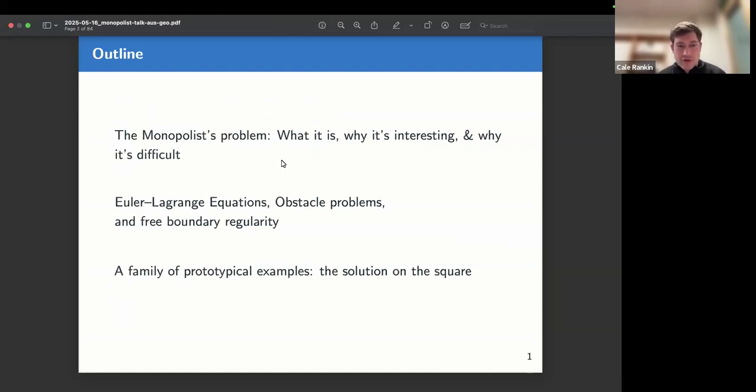So a bit more of an outline. We're going to start talking about the monopolist problem. We're going to talk about what exactly it is, why it's an interesting thing to study, and why it's a non-trivial thing to study. Then the talk's going to be split into two families of results. One is results for arbitrary domains, first in n dimensions, then specializing to 2 dimensions. And then the second part of the talk, we're going to be talking about a family of solutions to this problem, the monopolist problem, on the square. So basically looking at some very explicit examples and trying to gain some really precise understanding of how solutions to this problem behave.